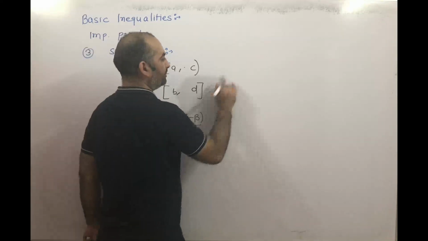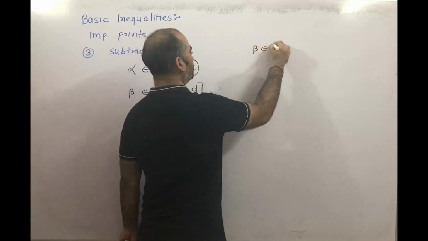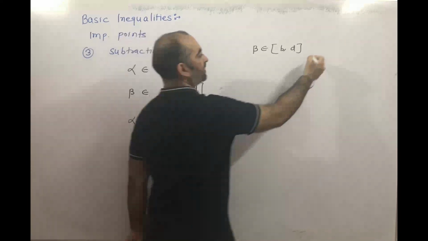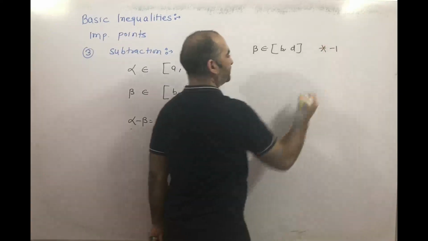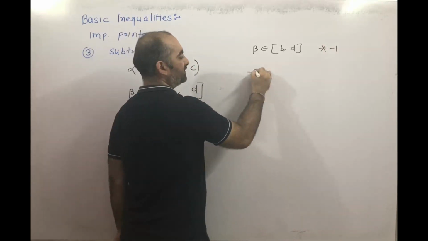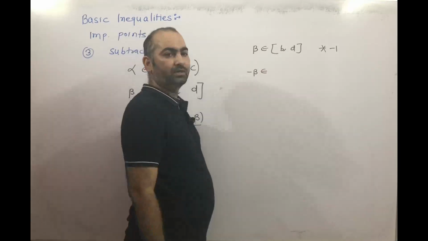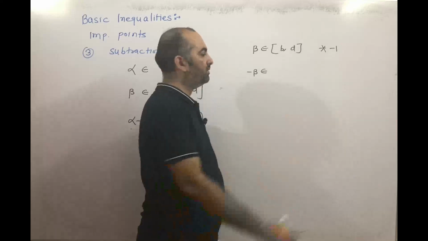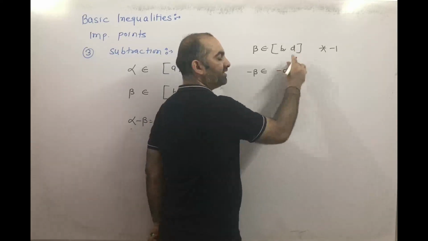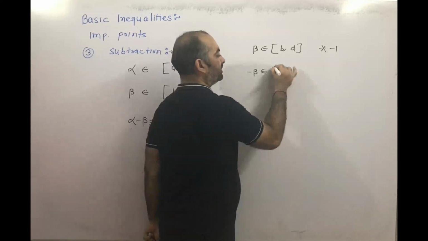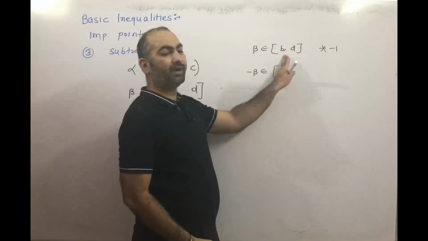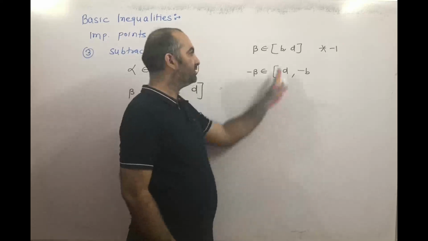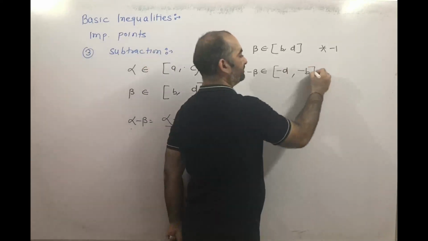In this equation, beta belongs to the closed interval b to d. Here we are multiplying by minus 1. So minus beta belongs to, d into minus 1 is minus d, and d is included so minus d is also included, comma, b into minus 1 is minus b, and b is included so minus b is also included.